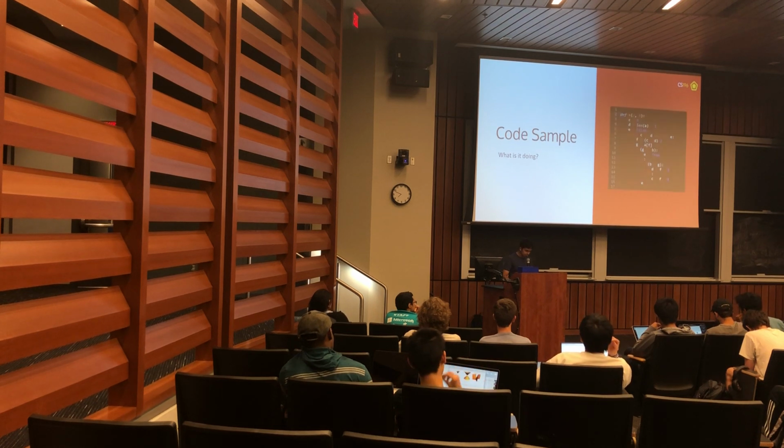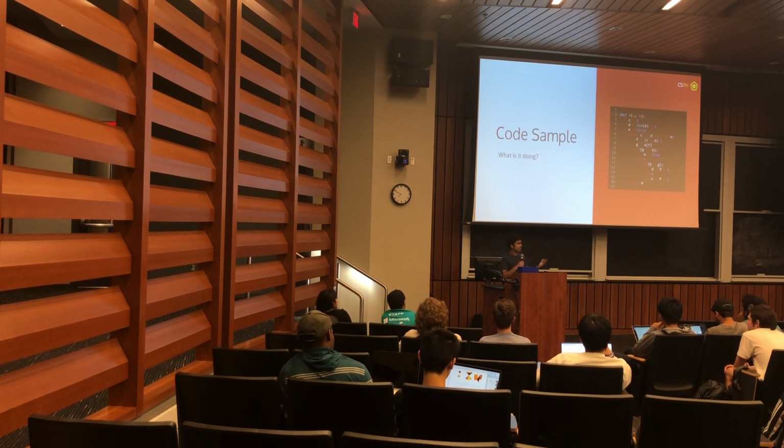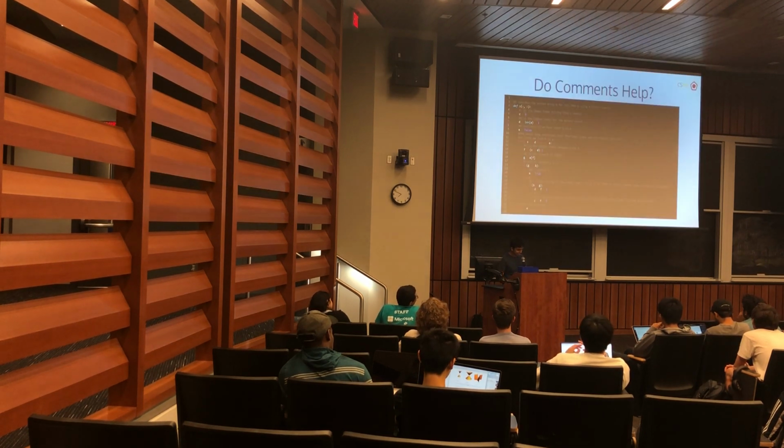So we have a piece of code right here. Can anybody tell me what's wrong with this code, or what this code is doing? Okay, so it's really hard to tell what this code is doing. As you can see, the variables are just letters and there are no comments, so you can't really understand what's going on here. Let's try adding some comments.